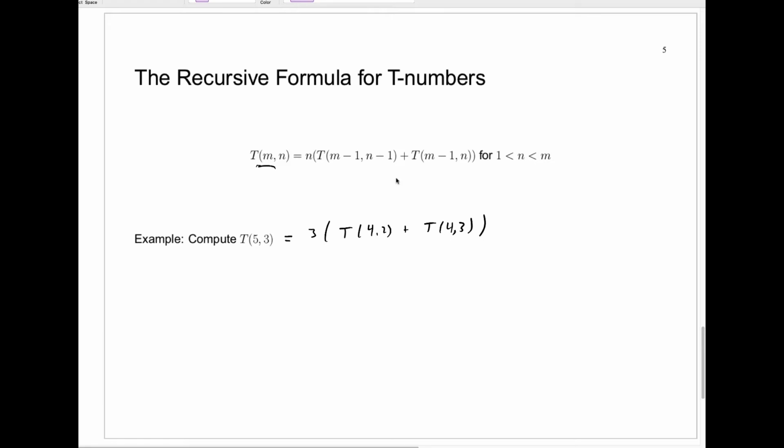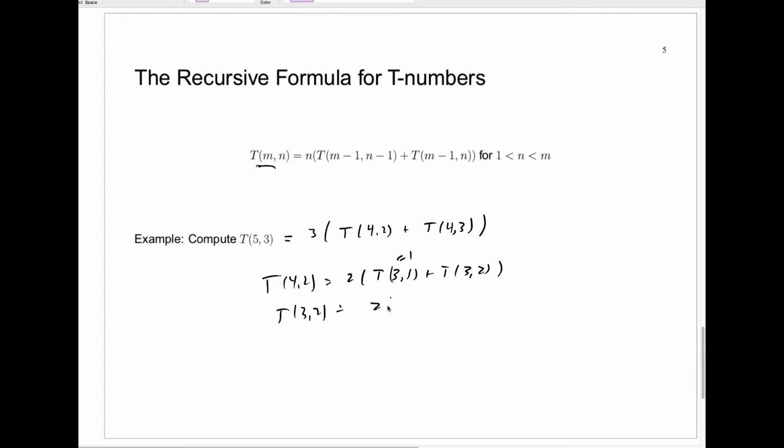Well, this is a recursive formula. We get T_{5,3} in terms of smaller T numbers, so we can just compute those separately and put those numbers in. T_{4,2} is going to be, by the same recursive formula, 2 times T_{3,1} plus T_{3,2}. Now T_{3,1} is always going to be 1. Anything with a 1 here is the second entry. We'll get 1. What is T_{3,2}?